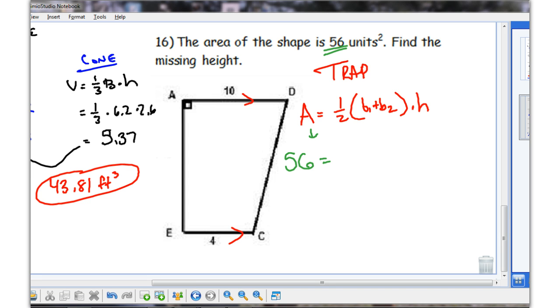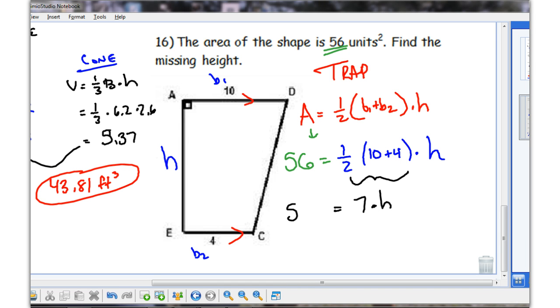And then we have to plug in a few other things. We also know that the bases are 10 and 4. So it's going to be 1/2 times 10 plus 4 times the height. And again, here we don't know what that height is, the distance between the two bases. So that's our variable that we're going to try to determine. So we're trying to solve for h. If we go ahead and multiply 1/2 times 10 plus 4, 10 plus 4 is 14, and 14 times 1/2 is 7. This is 7h equals 56.